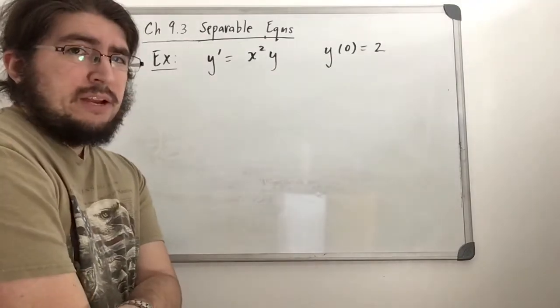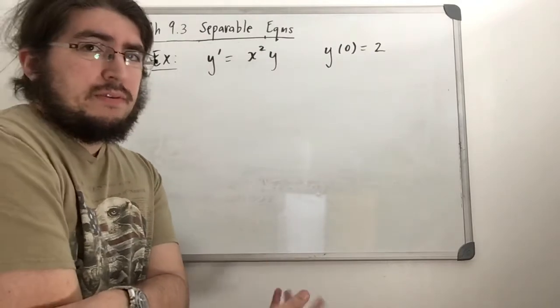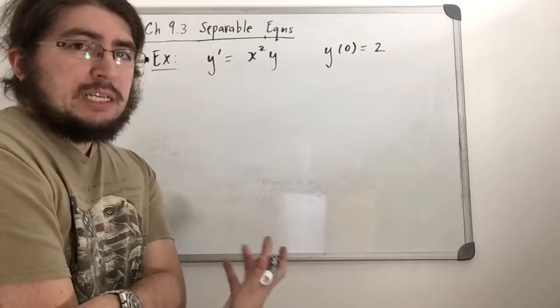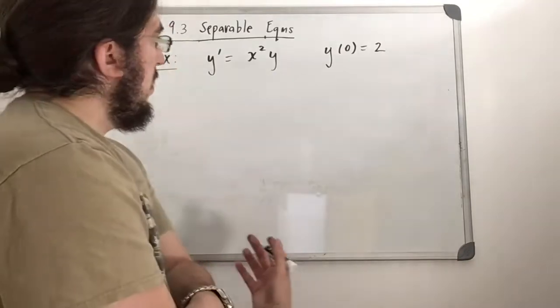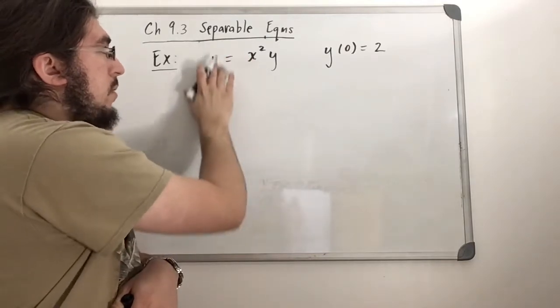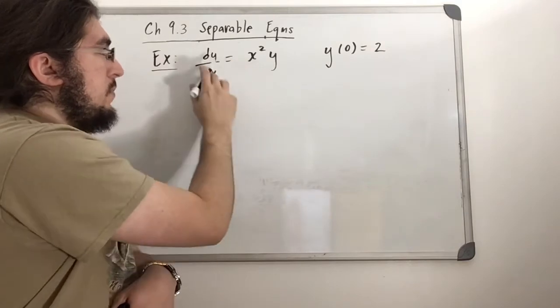Okay, another example here. This one looks kind of similar. I probably could have gone for something a little different, but this one's interesting because well, e is going to come out of nowhere, so we'll see that right now. First off, of course, we're going to replace y prime with dy dx, so let me just do that right away. This will allow us to start our separation process.